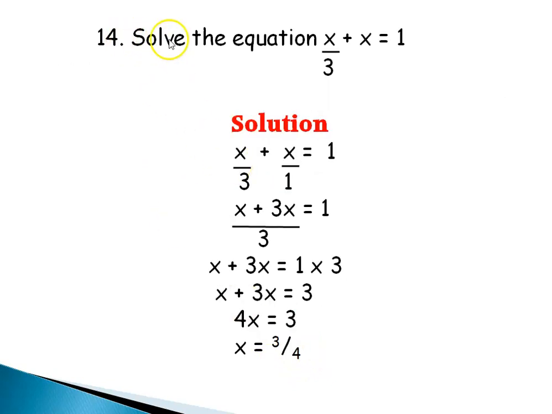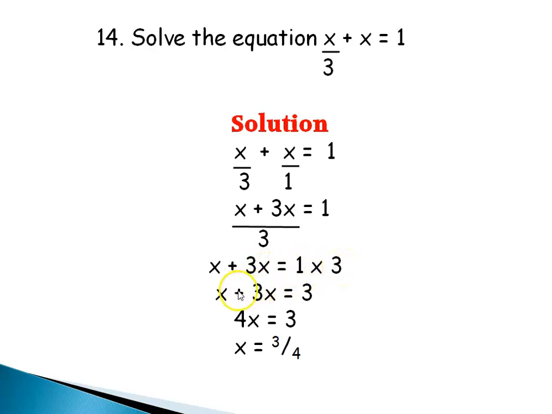Alright, question 14 says solve the equation x over 3 plus x is equal to 1. So I'm going to write my x as x over 1 to make finding the LCM easy. So LCM of 3 and 1 is 3. 3 in 3 is 1. 1 times x, x. 1 in 3 is 3. 3 times x, 3x. So x plus 3x over 3 is equal to 1. Then I'll cross multiply. 1 multiplied by 3 is equal to x plus 3x.